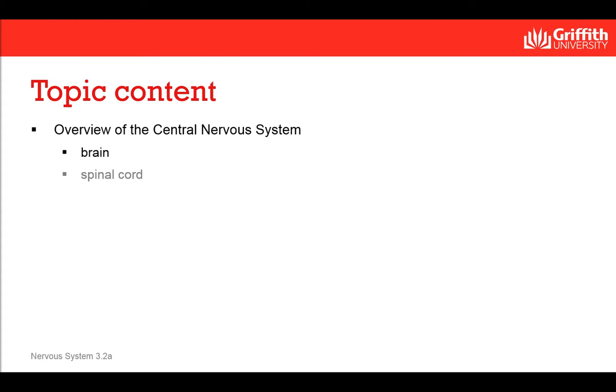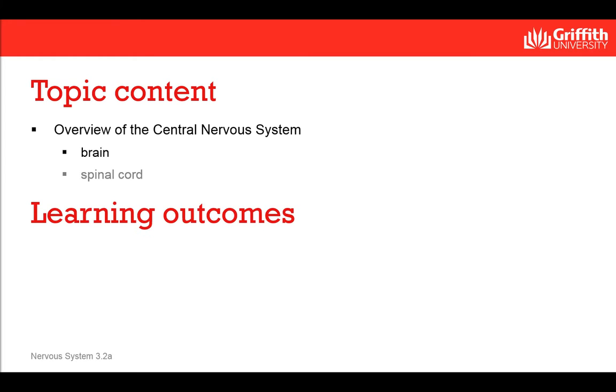The topic of this mini-lecture is the overview of the central nervous system. Because the brain is such an important and substantial component of the nervous system, the central nervous system will be divided into three parts. Part A and B will detail the brain, and Part C will cover CNS protection and the spinal cord.